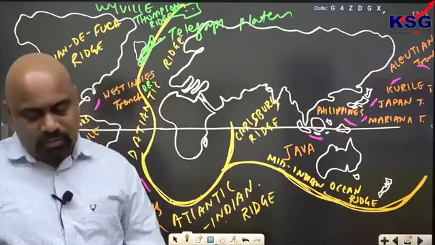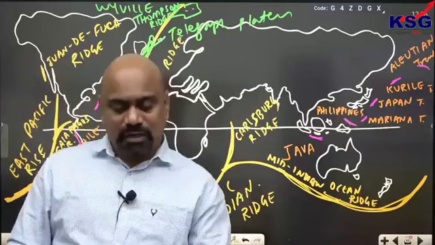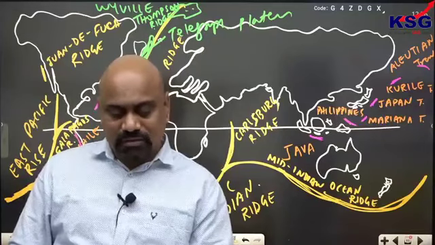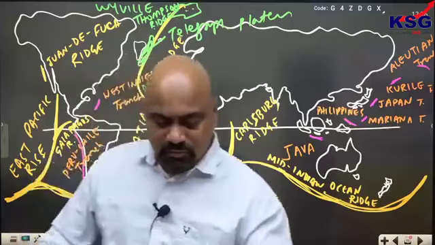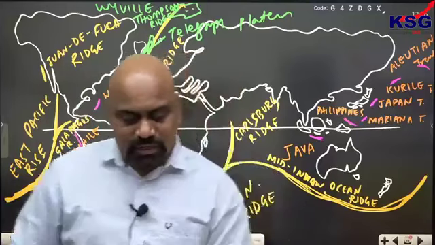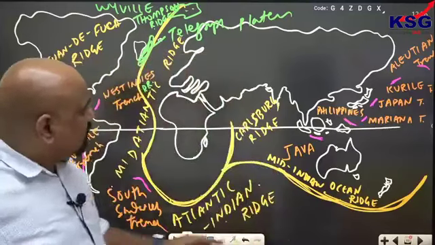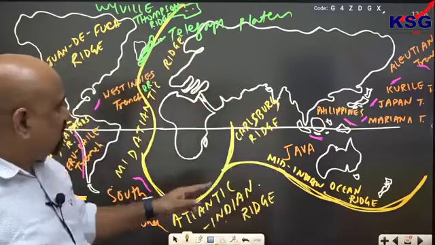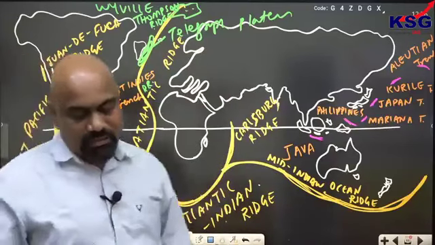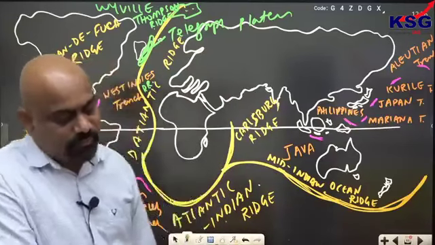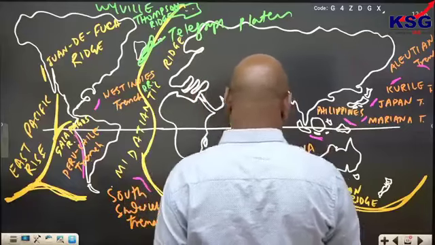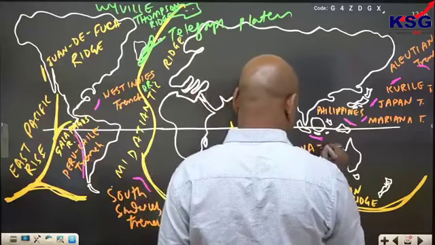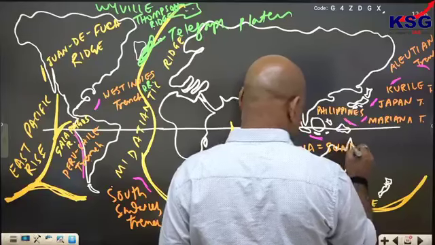Now someone is asking, sir, can we mark some trenches in the Indian Ocean? Only one trench is there, the Sunda trench, which I have marked. Sunda trench I have marked here. Java trench or Sunda trench, same thing. This is also known as Java equal to Sunda trench, SUNDA.